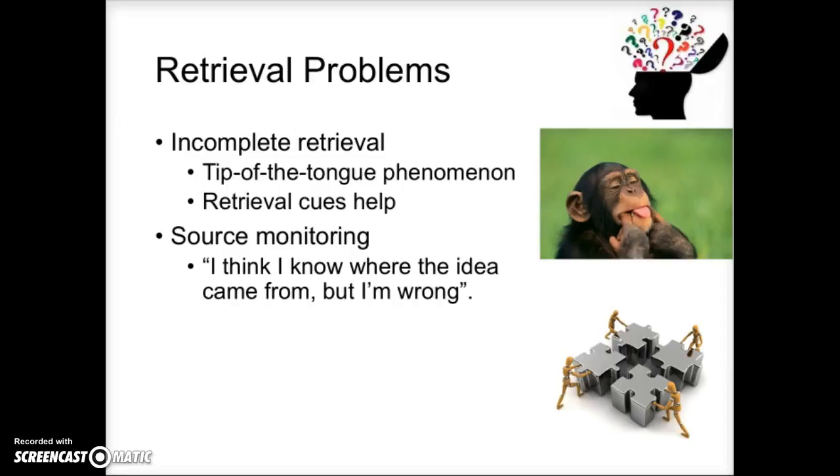Another retrieval problem is where we get the right answer. We retrieve an accurate memory, I should say, but we can't remember exactly what our source of information was. So I think I know where I got this idea, but I'm totally wrong. Now, this is important, especially in your college classes, because sometimes that source of information that you've retrieved a memory from is not a good one.